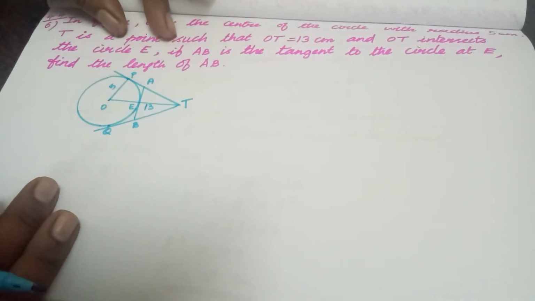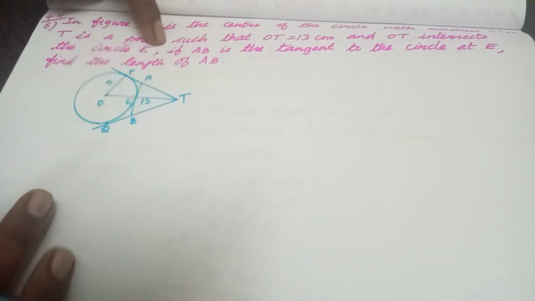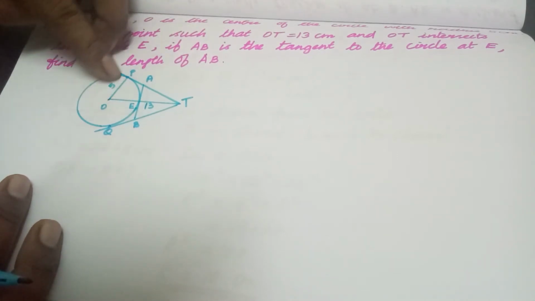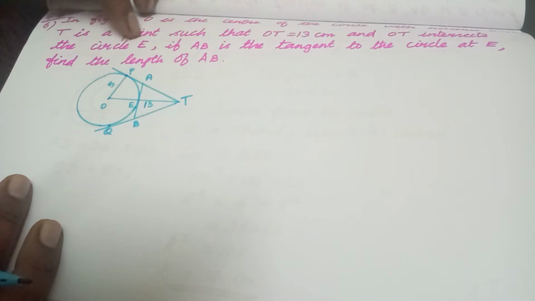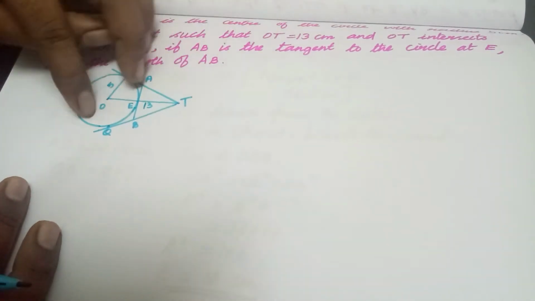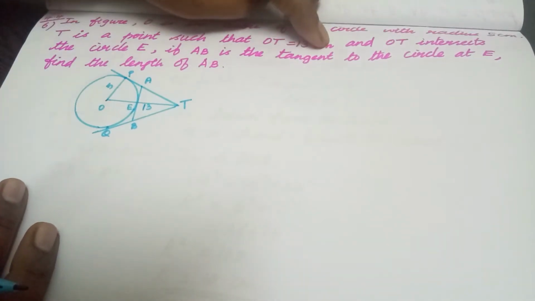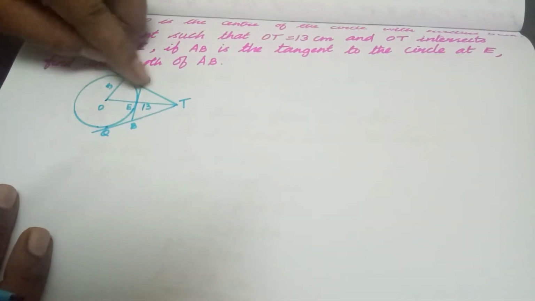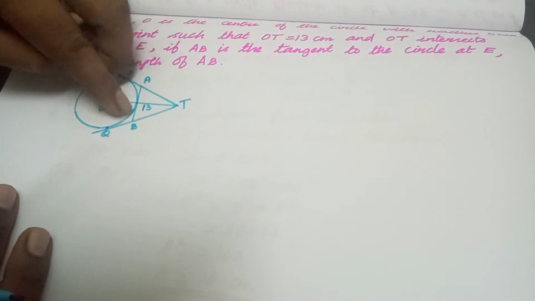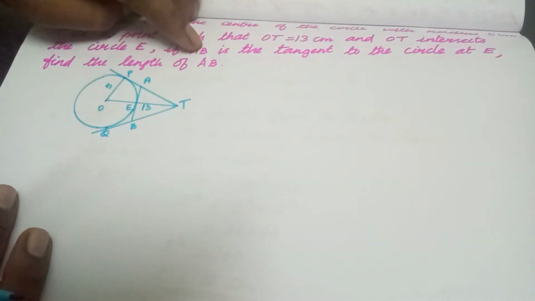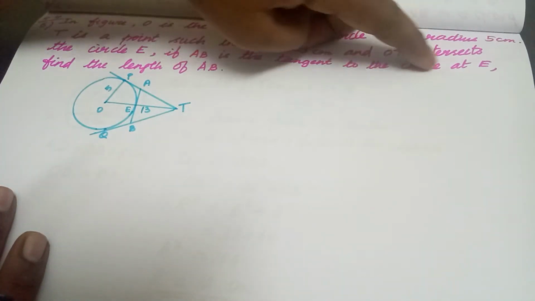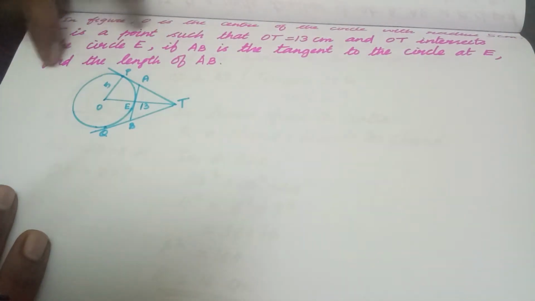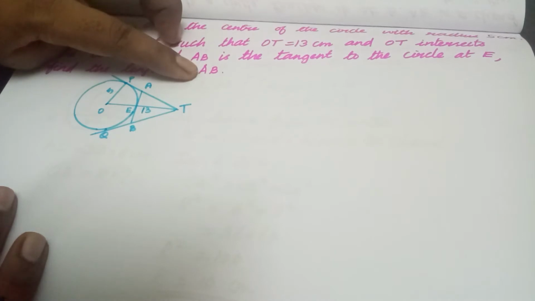Exercise 4.4, sixth sum. In the figure, O is the center of the circle with radius 5 cm. T is a point such that OT is 13 cm, and OT intersects the circle at E. If AB is the tangent to the circle at E, find the length of AB.